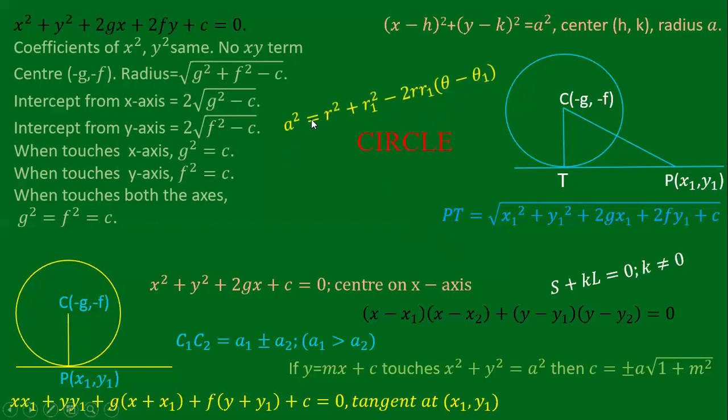This is the equation of a circle in polar form. Here r and theta are the variables in polar as we get x and y in Cartesian coordinates. And r1 and theta 1 are the given point. So this is the equation of a circle in polar form where r1, theta 1 is the center of the circle and a is the radius.